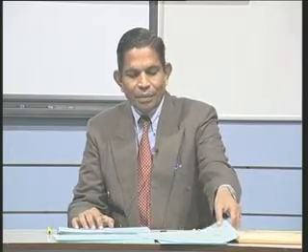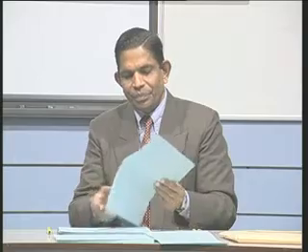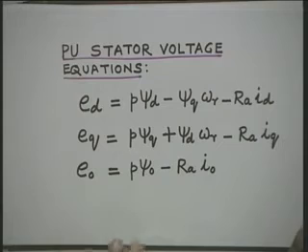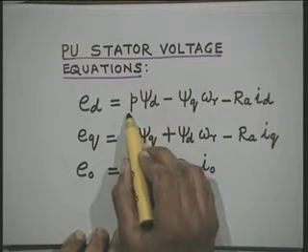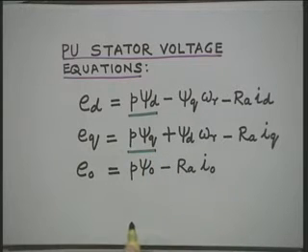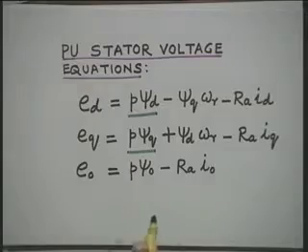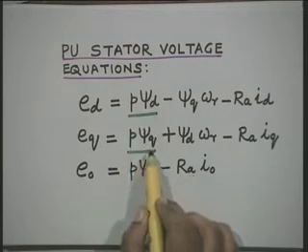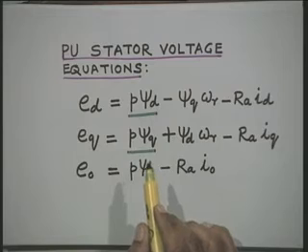Now, while looking at these simplifications, the first simplification which has been looked into is that we neglect the p psi d and p psi q terms in the stator circuit equations. This is the first simplification. Now, let us see what is the justification for making this simplification, or neglecting the p psi d and p psi q terms. These terms are the transformer voltages.